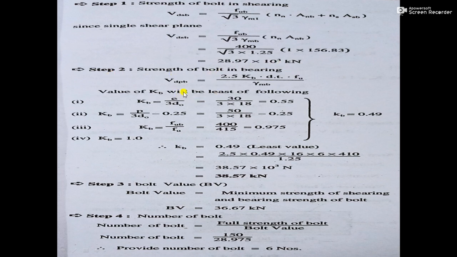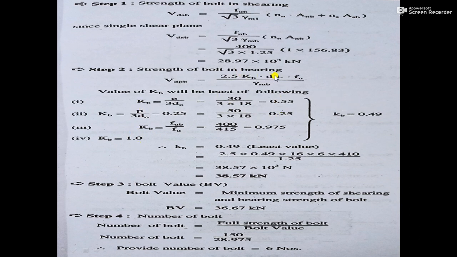For that the formula is VDPB is equal to 2.5 kb into d into t into fu. Here kb is the bolt constant, and it is taken as the minimum of these four: the first value is e upon 3d0, the second value is p upon 3d0 minus 0.25, the third value is fub upon fu, and the fourth value is 1. These are the values.